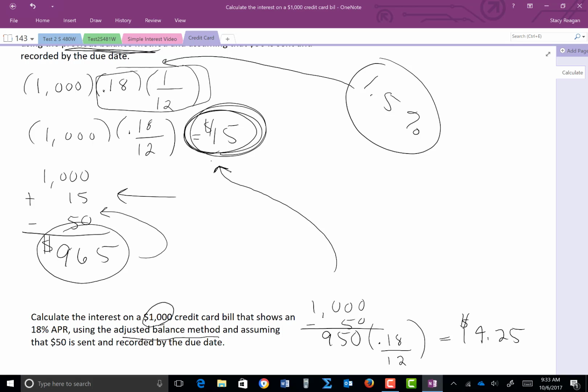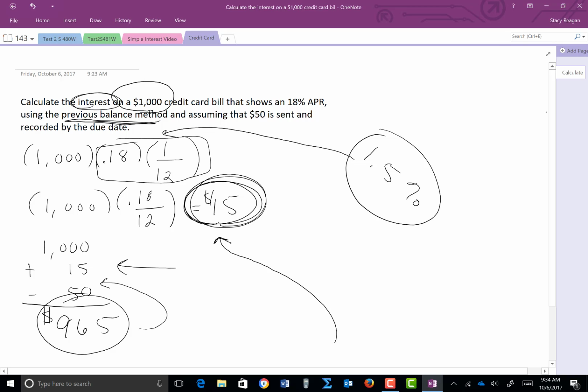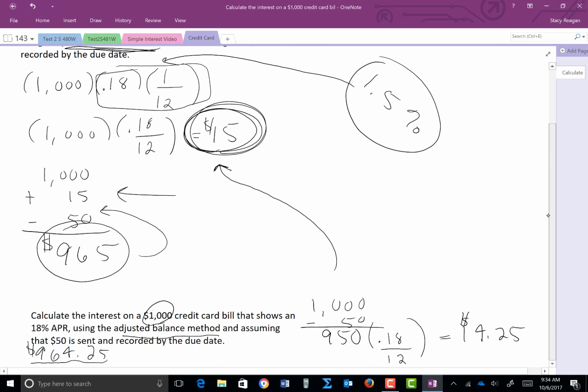If I told you I wanted you to calculate the new balance, you would take the $950 plus the $14.25, and your new balance would be $964.25. You see the difference here? If you're paying this credit card and you're making a $50 payment, for you, it would be better to do the adjusted balance method. The bank, if it had to choose between the two, is probably going to do the previous balance because they get more interest that way.